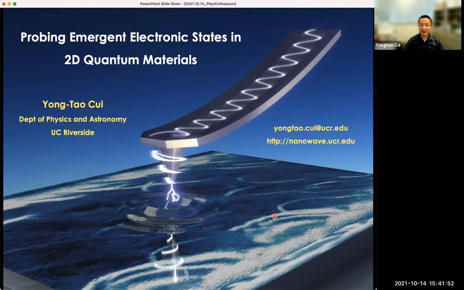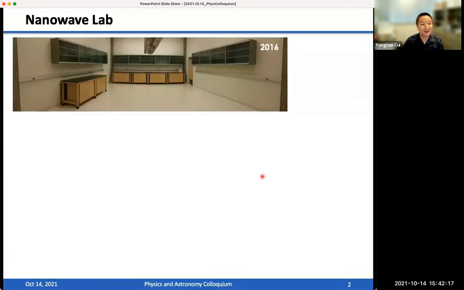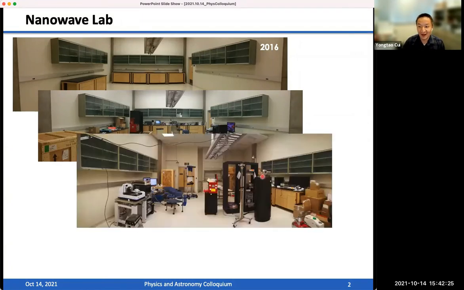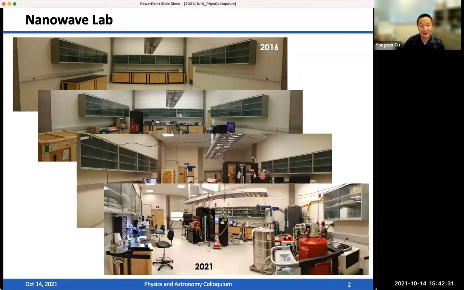So it's a great pleasure to have this opportunity to report the research progress in the past 5 years in my research group since I started as an assistant professor at Riverside. So it has been a very challenging, but also very enjoyable 5 years. This is how my lab looked like when I first arrived. And as you can see, as time goes by, the entropy has been increasing. And also it went through a couple of phase transitions, and this is what it looks like now.